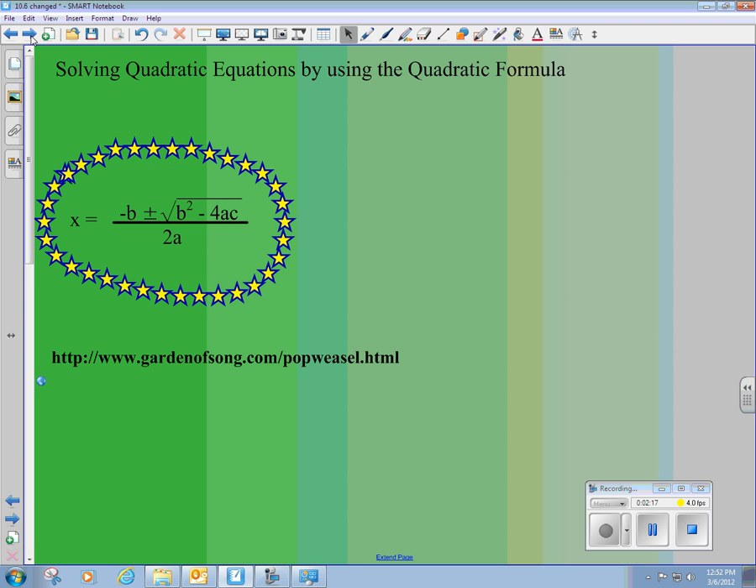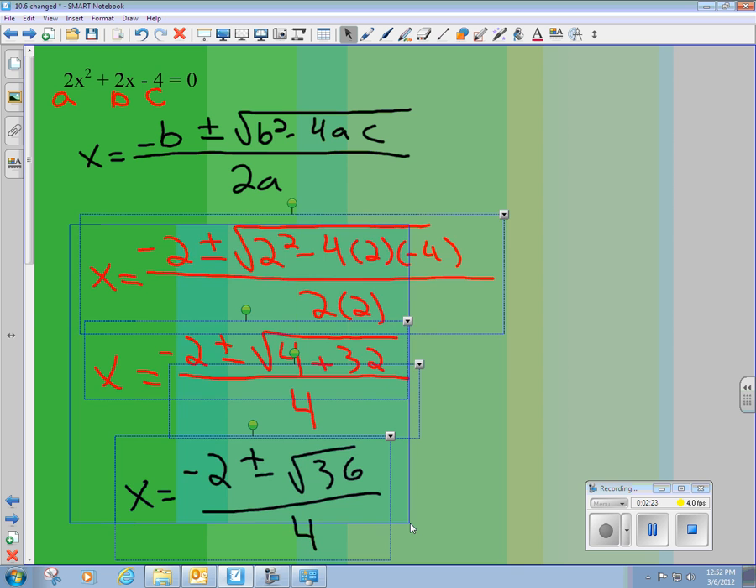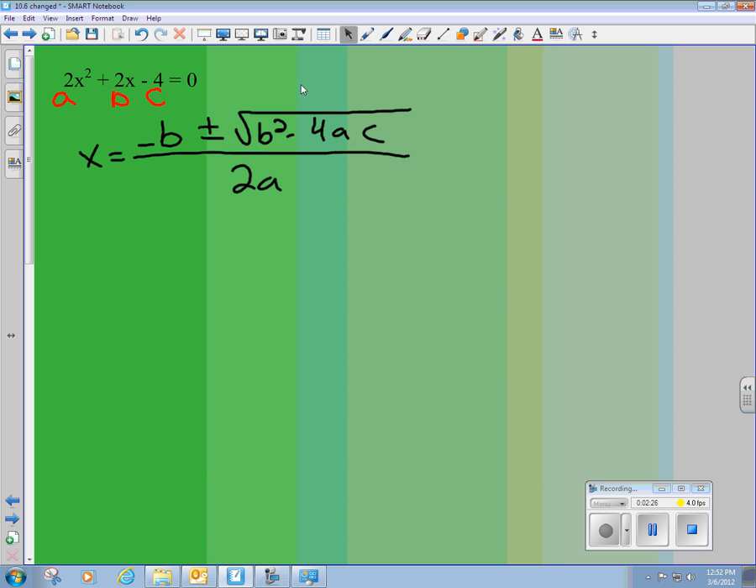Okay, so next, how do you actually use this thing? We've got our equation right on top, and you can see I've got A, B, and C already labeled for you. A is 2, B is 2 also, and C is negative 4. So that's our A, B, and C. Now we have to plug them in. So x equals, negative b is going to be negative 2, plus or minus the square root of b squared, so 2 squared, minus 4 times 2 times c, which is negative 4, all over 2 times a, which is 2.